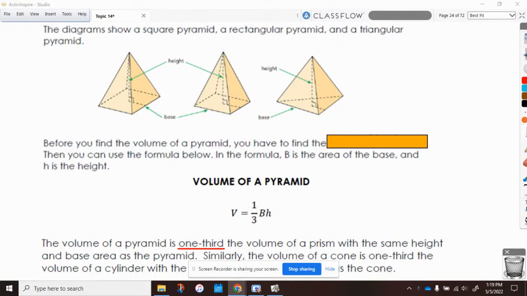Hello, everybody. We are looking at section 3 of our topic 14 notes, and this is not going to be a long section of notes. So let's just get it rolling, get it done, and out of the way.